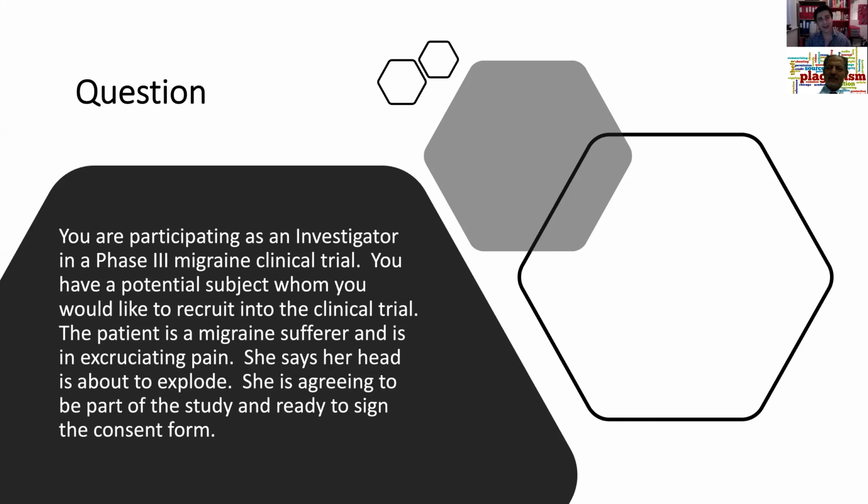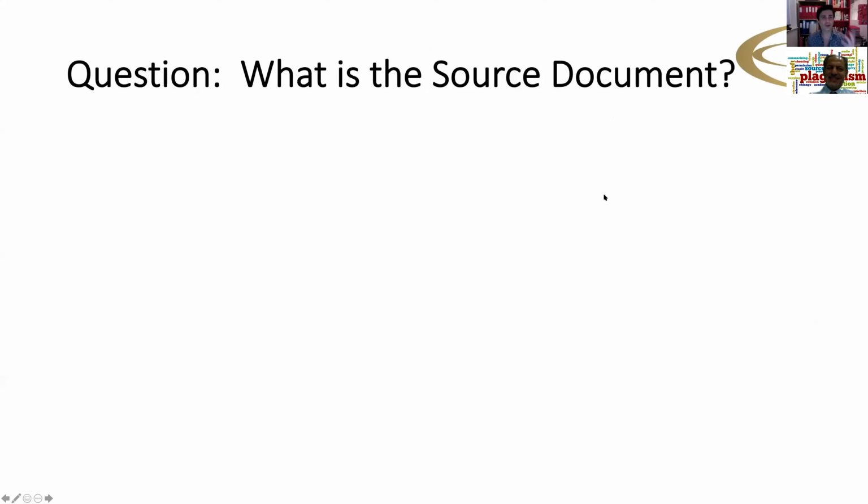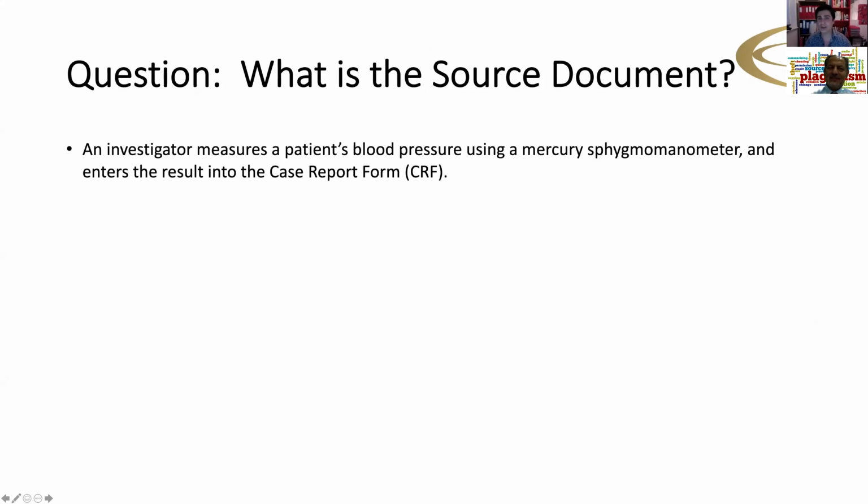So what I'll do now is go to the next question, something totally different. Source document. All of you should know this. We did this yesterday. Easy one. An investigator measures a patient's blood pressure using a mercury sphygmomanometer and enters the result into the case report form. What is the source document? Anybody can just say it. Raise your hand, please, if you have the answer.